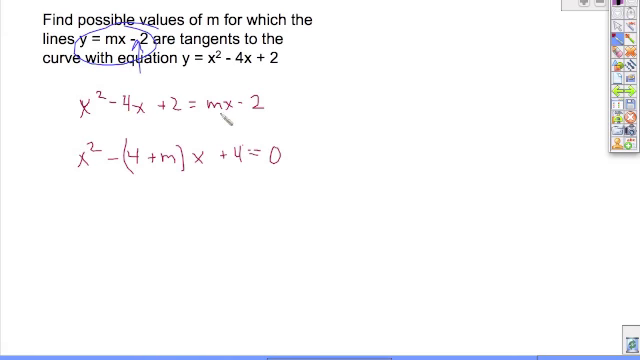And I'm just combining the like terms. I'm subtracting mx from both sides. So I'm factoring the x out and the negative out. And what I'm looking for here is a quadratic that only has one solution. So I'm looking for a quadratic that has a discriminant equal to 0. So b squared minus 4 times a times c. I want to know, where does that equal 0?